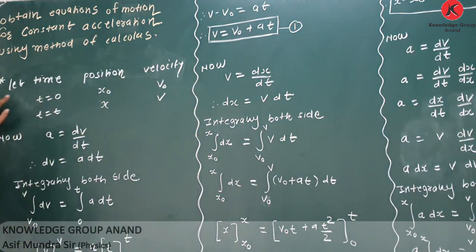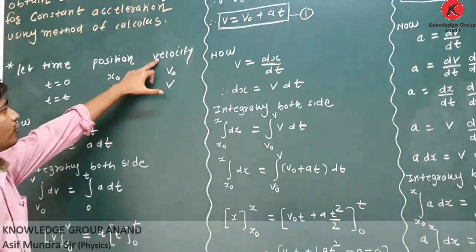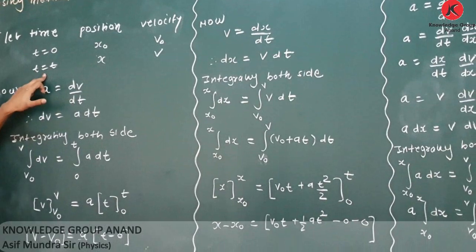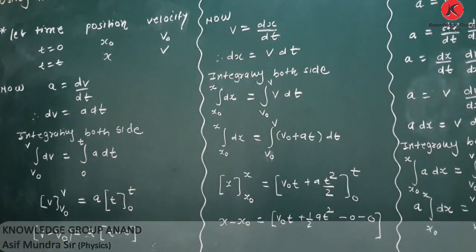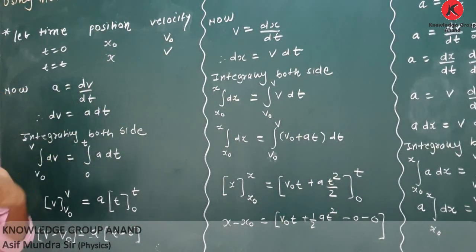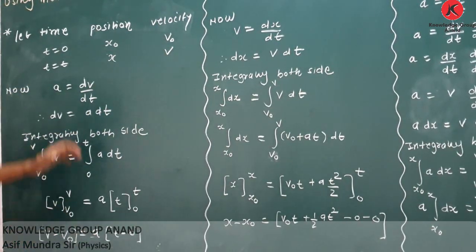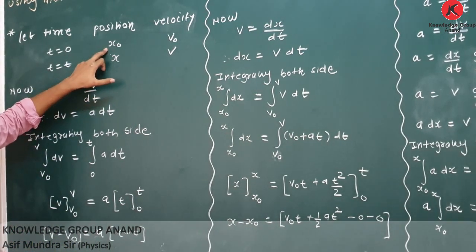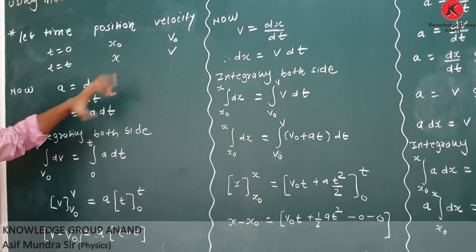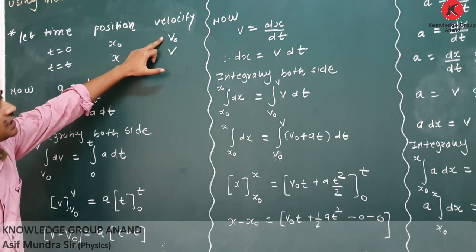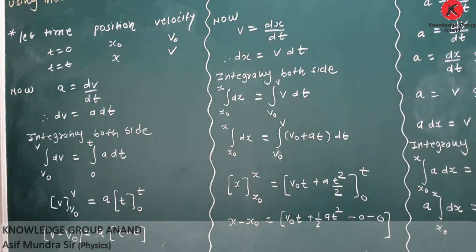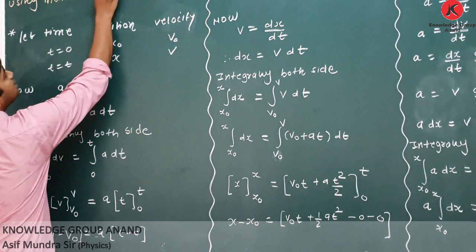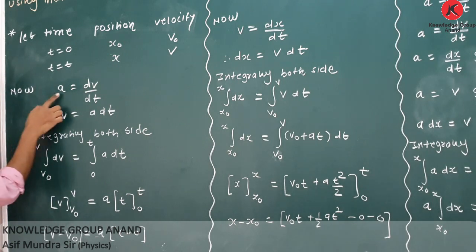You will see. Let at time t equal to 0, position is x0 and velocity is v0. At time t equal to t, position is x and velocity is v. This data is called limit. What is the limit of position? Initial position is x0 and final position is x, so it is called limit. Initial velocity is v0, final velocity is v. Yes, it is called limit. Here, for constant acceleration, we are assuming the constant acceleration is a.